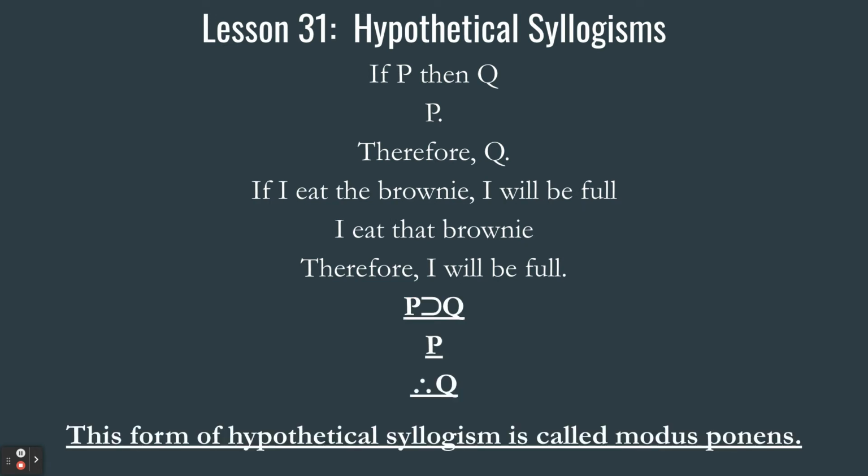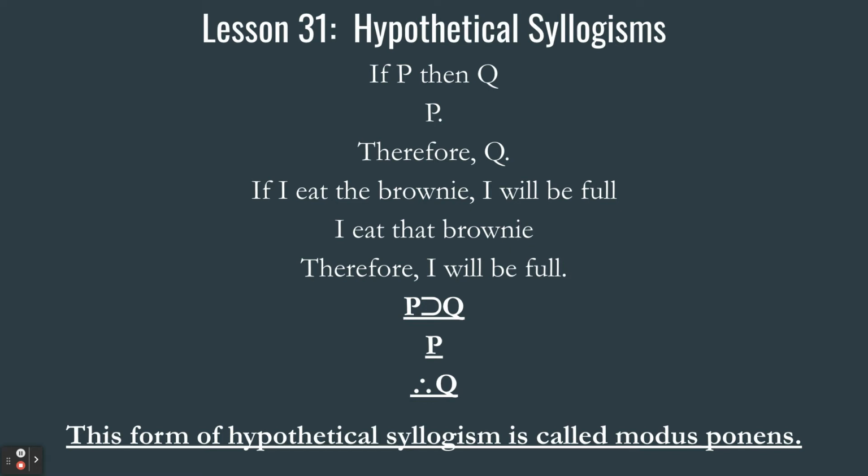All right, so I do want you to write this down. Just have this in your notes, and this bottom part as well. If P then Q, P, therefore Q. That's the exact same thing I just put up there. If I eat that brownie, I will be full. I eat that brownie, therefore I will be full. In symbolic form, you would say if P then Q, P, therefore Q. And this form of hypothetical syllogism is called modus ponens. And here's the good news. Modus ponens is always valid. If you see modus ponens, it's a valid syllogism, period.